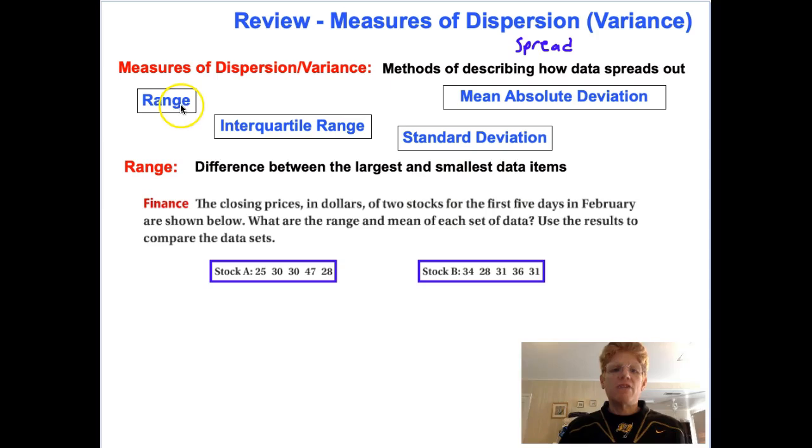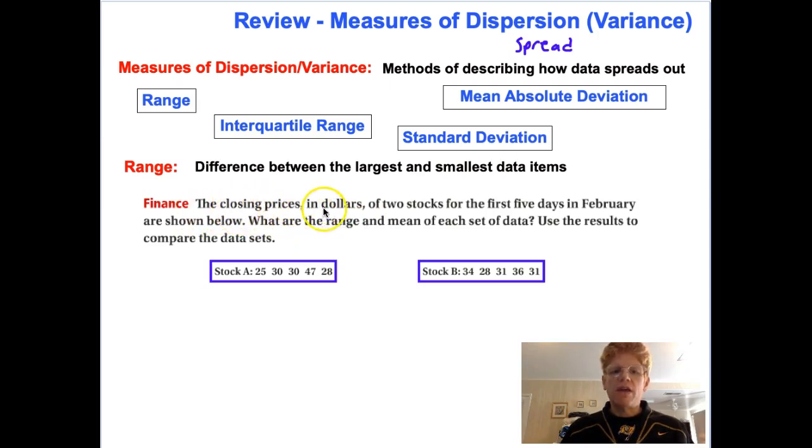And there are different kinds of things that we use to measure that. We can use the range. We'll talk about that in a moment. You might have remembered interquartile range, mean absolute deviation from 6th grade. And then standard deviation is something you'll get into later. Range, which is what we're concerned about, is the difference between the largest and the smallest data items. So let's go ahead and use this example to solve some range problems.